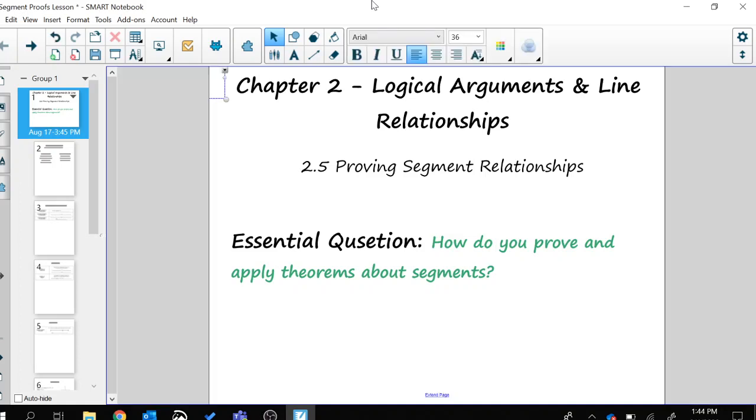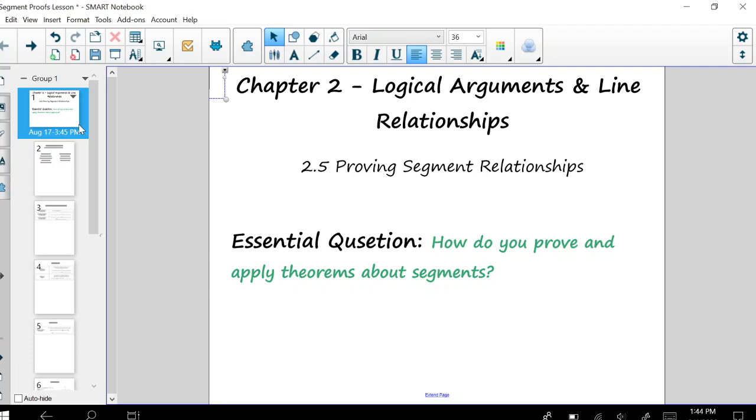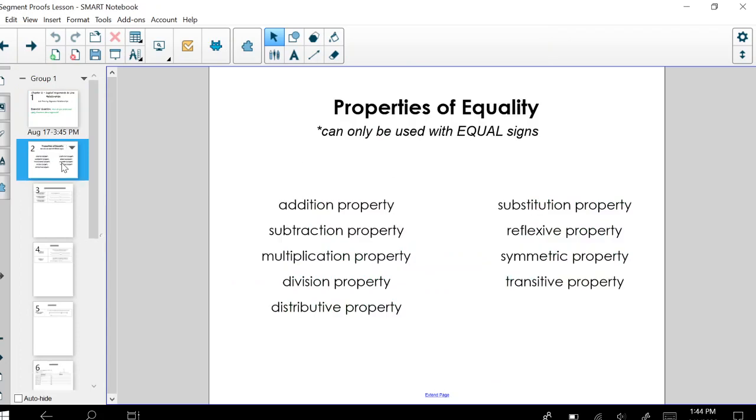All right, so we are looking now at chapter 2, section 5, because remember we skipped some of these sections at the beginning. We're looking at how we can prove and apply theorems about segments. So we talked last time about algebraic proofs and how we can use algebraic proofs to solve problems. So this time we're still following that same format, but we're going to be using segments instead.